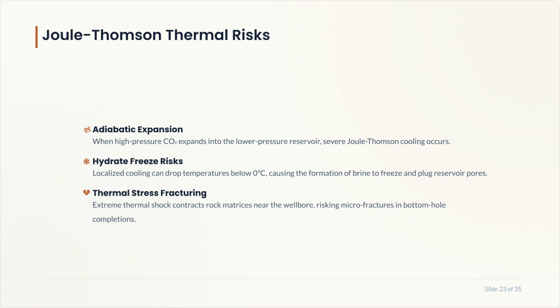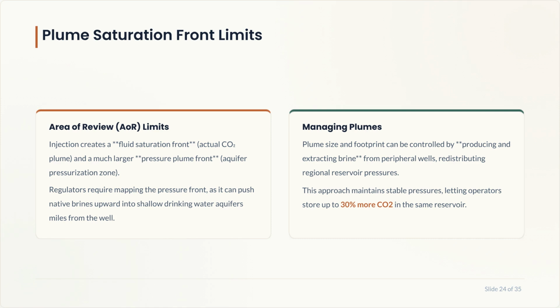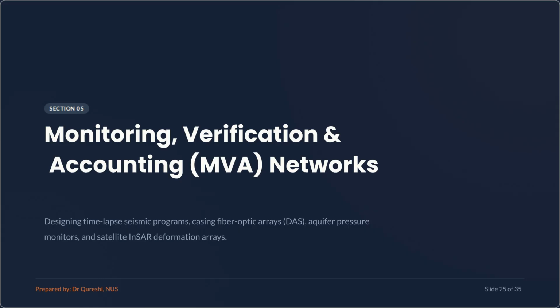High-pressure CO₂ injection involves thermal risks. Adiabatic expansion can lead to Joule-Thomson cooling, which may cause hydrate formation, pore plugging, or even thermal stress-induced fractures in the rock. Regulators require managing the area of review. We must account for both the CO₂ plume and the broader pressure footprint, sometimes using brine extraction to maintain stable reservoir pressures. Our final section covers monitoring, verification, and accounting, or MVA.